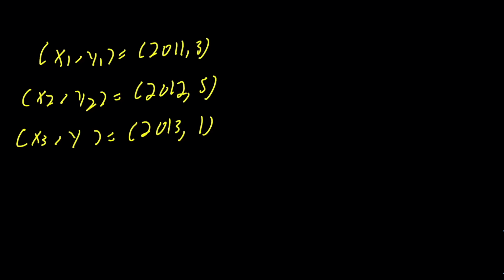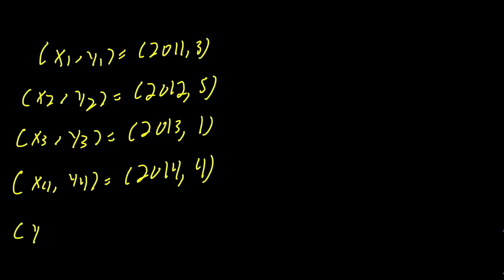Forgive me, everyone. That should be y3. And x4, y4 is equal to 2014, 4. Yeah, today is just not my day. x5, y5 is equal to 2015 and 10. Yeah, try putting that in a system of equations, especially a fourth degree polynomial equation.